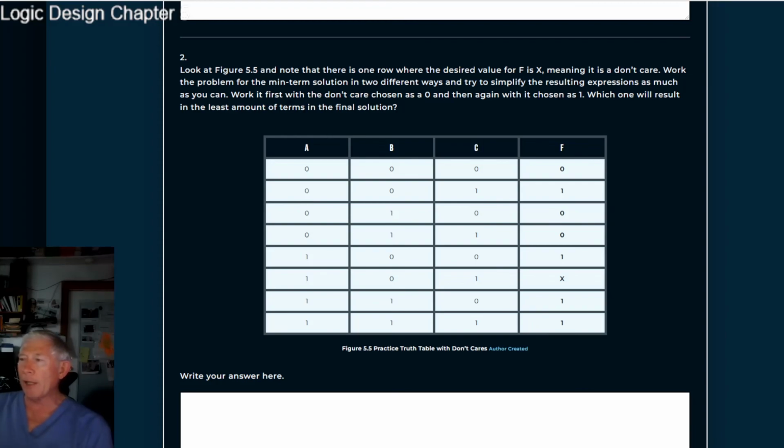And we call that an incompletely specified table, because that particular row right here, we did not specify a desired output for F. We said, well, you can make that whatever you want, because it's never going to happen. So we don't care. Okay.